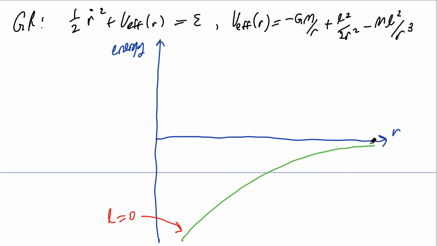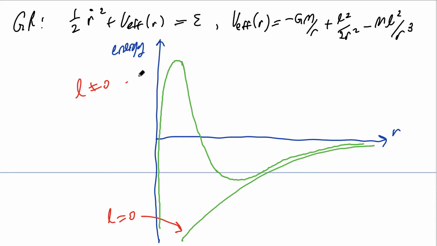But as R becomes smaller, starting from large R, this term begins to become important, so the potential begins to turn upward just like in the non-relativistic case. But then for extremely small r, this term begins to dominate, and it has a minus sign here. So as r goes to 0, the potential turns over and then dives down to minus infinity. So this is the case L not equal to 0.